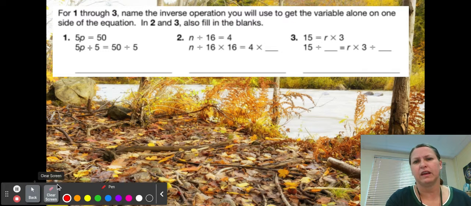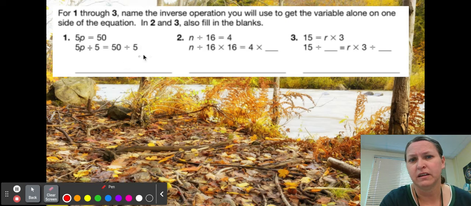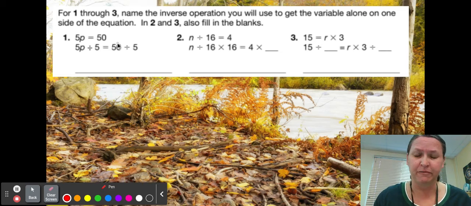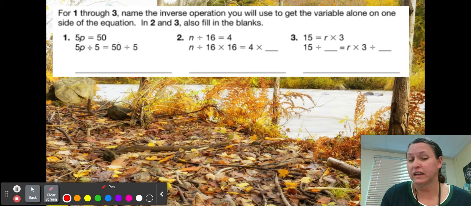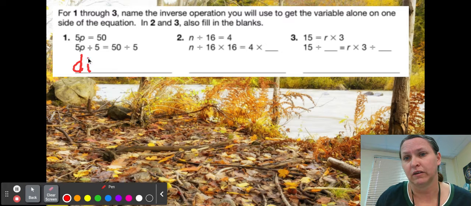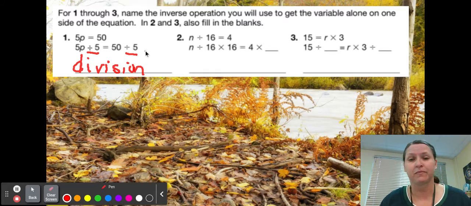So, if I am looking at number 1, I have 5p equals 50. That means I am multiplying p by 5. So what is the inverse operation of multiplying? It is dividing. And to be more specific, I am dividing both sides by 5.